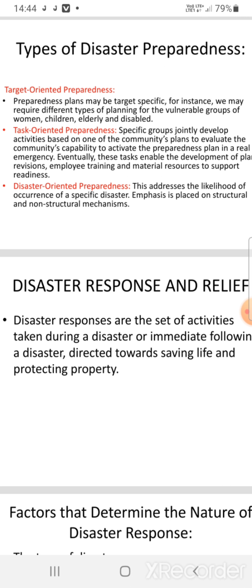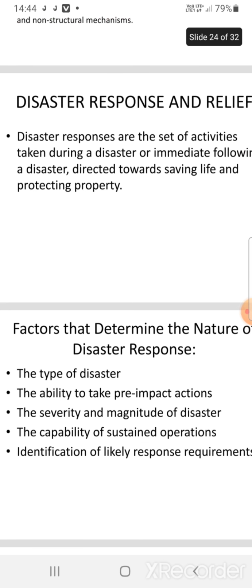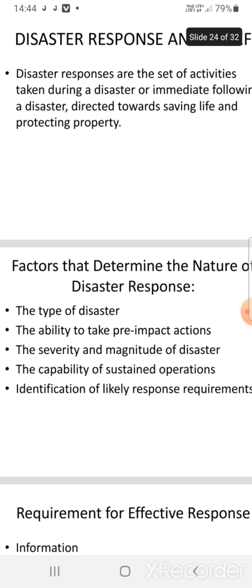Now, disaster response and relief. The responses to a disaster are a set of activities that are taken during a disaster or immediately following a disaster, which involves the saving of life and protection of property. Now, that is disaster response and relief. When you respond to a particular disaster, you protect life and property that can occur at the time of the disaster or which follows the event for a period of end of the disaster. So the immediate responses and relief involve saving of life and protection of property.